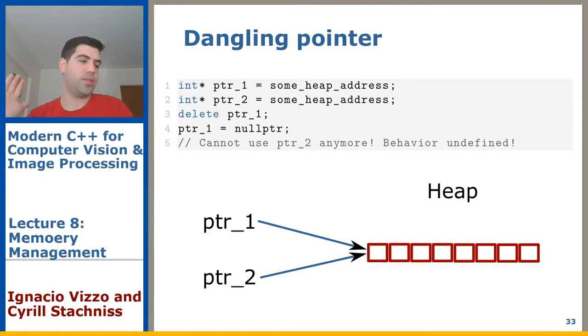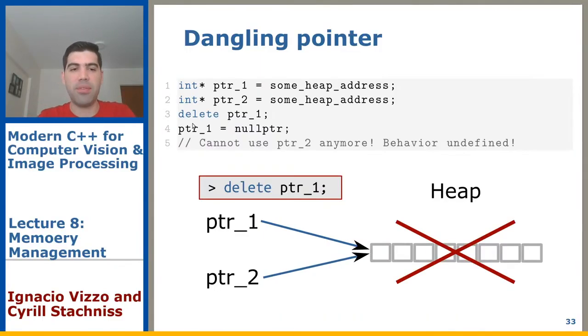Okay, so let's finish with memory issues. There is another issue that is also really common, that is called the dangling pointer. So you have 2 pointers, and for some reason you are pointing to the same address on the heap, of course, and one of them will delete this address. So after we call this line 3, you delete this pointer, then you free this memory. And then pointer 2 is still pointing to the same memory address.